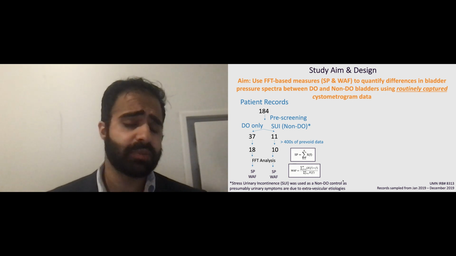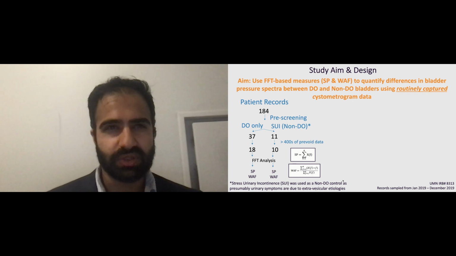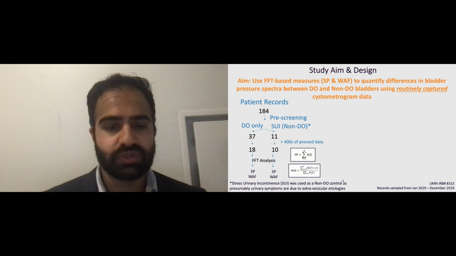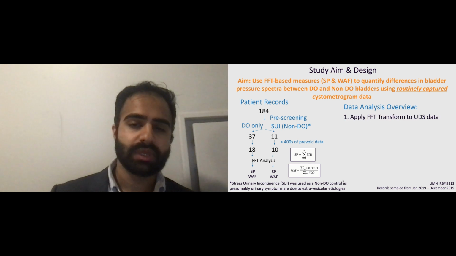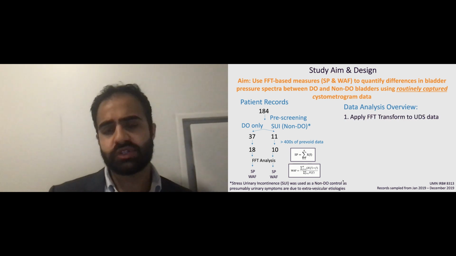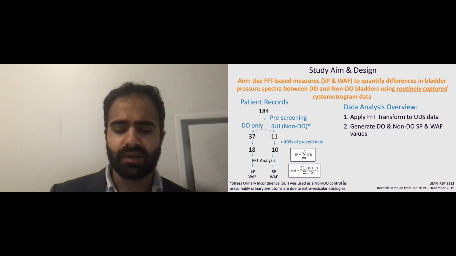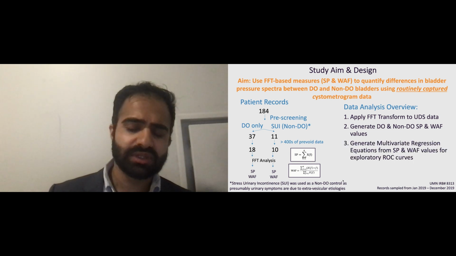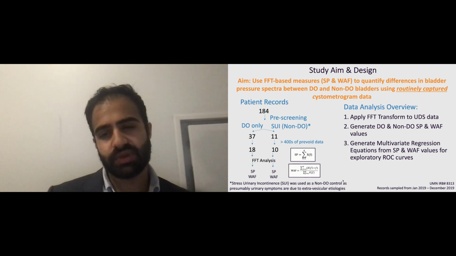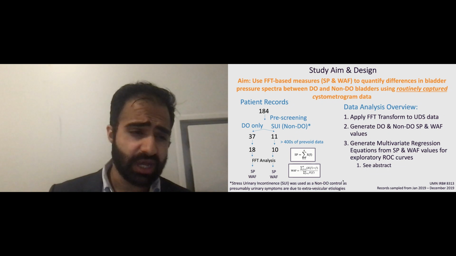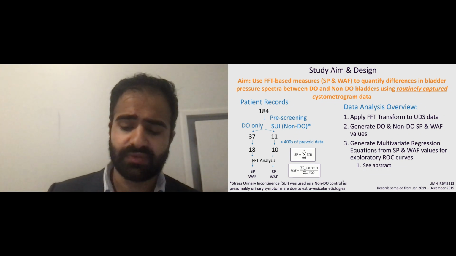Very briefly, spectral power is a measure of the sum of amplitudes within this frequency range, and you can think of weighted average frequency as the average frequency within the frequency range 1 to 6 cycles per minute. And again, we applied the FFT transform to UDS data. We derived these DO and non-DO spectral measures. And then we also conducted an exploratory ROC analysis using some multivariate regression models. In the interest of time, I encourage you to read our abstract on the results and interpretation of these models.